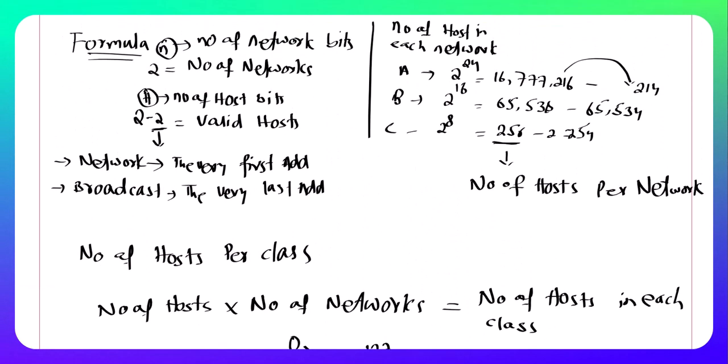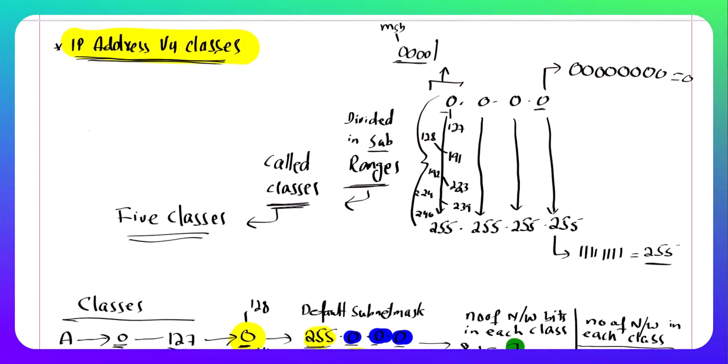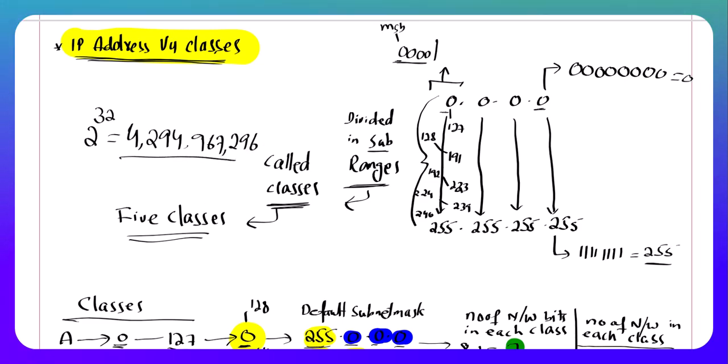If you want to find out the total number of addresses, the formula is 2 power 32, which is almost 4 billion. 2 power 32 is 4,294,967,296. This is the total number of IP addresses.